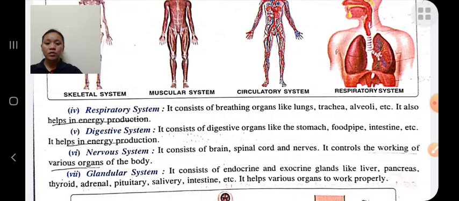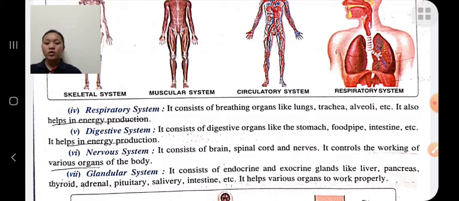The nervous system helps to control the working of various organs of the body. It consists of brain, spinal cord, nerves, etc.